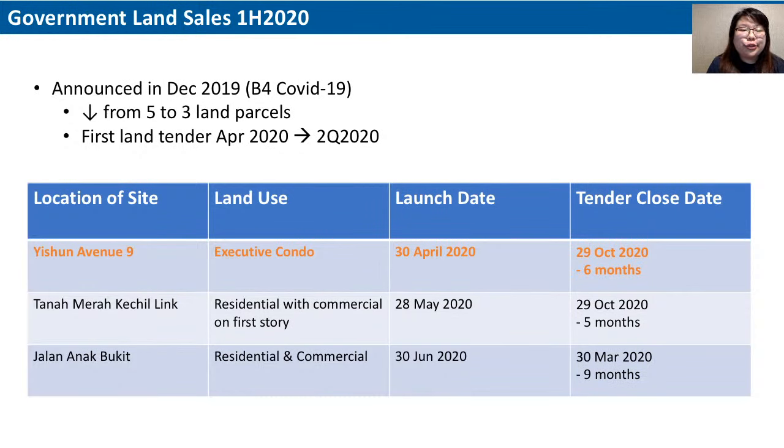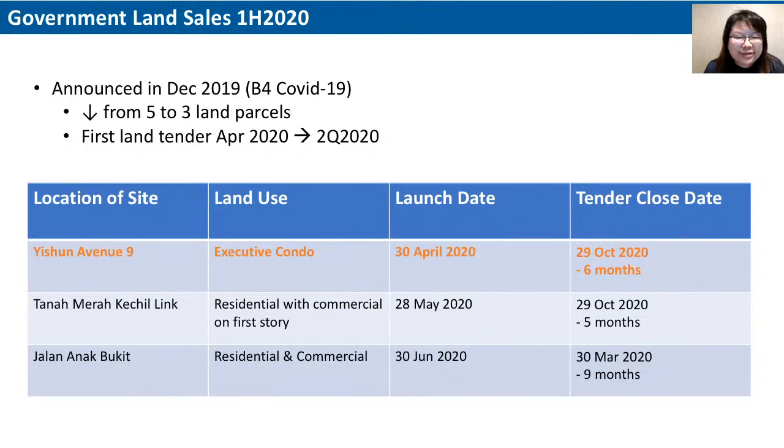Also another thing to take note: for the first half of 2020, the very first land that was up for tender only happened in quarter 2 instead of quarter 1. That was the Yishun Avenue 9. They just closed it 2 to 3 days ago. It was launched on 30 April. Something very interesting is that the tender close date happened 6 months later, and this is something new. Usually tenders would close within 2 months max, 6 to 8 weeks.